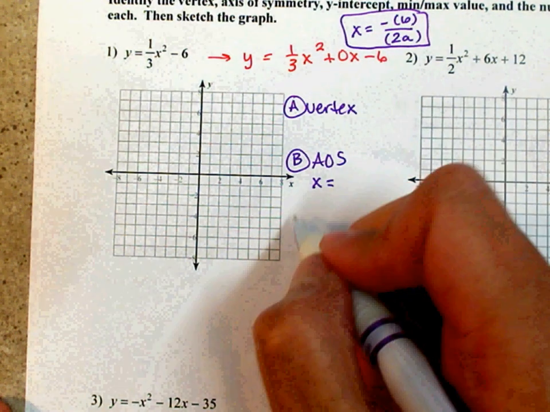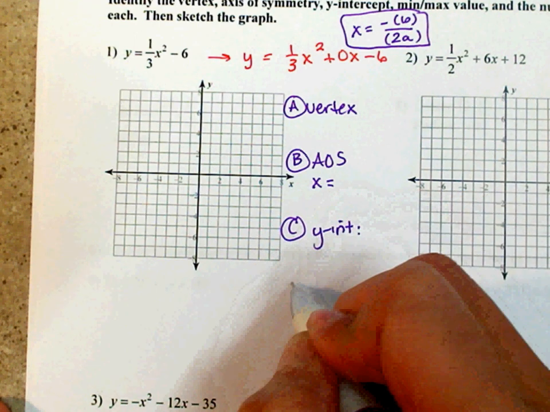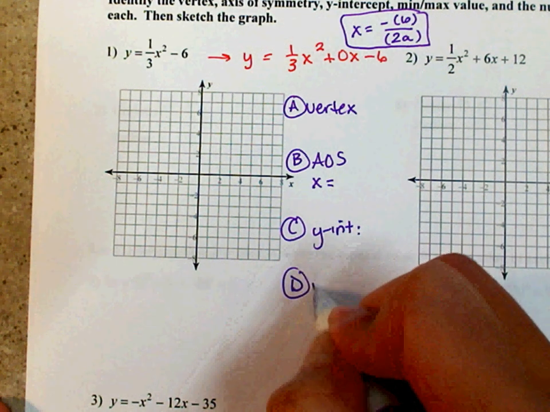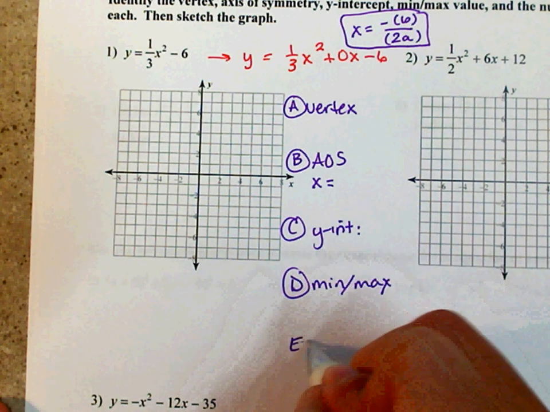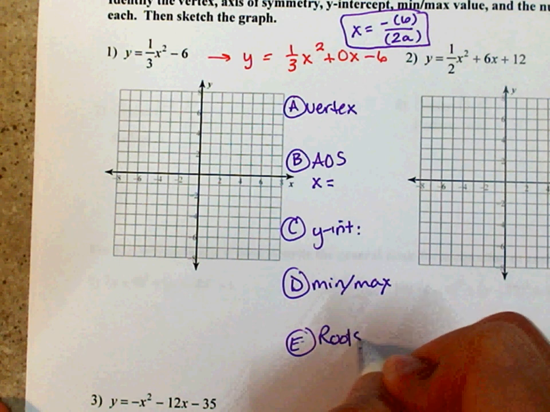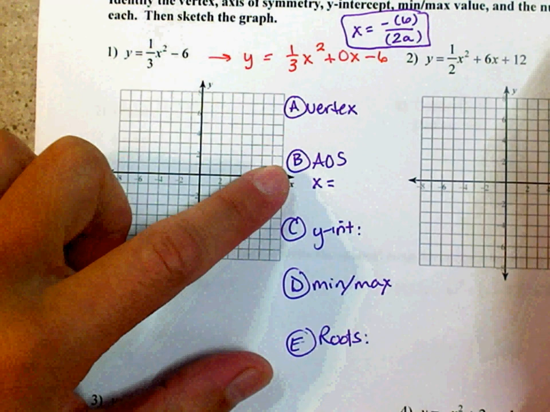All right. Part C, it says you're looking for the y-intercept. Part D, you're looking for the minimum or the maximum value. And part E, you want to know how many roots you have. All right, so let's go see what we can find, okay? So, first of all, let's look for the axis of symmetry.